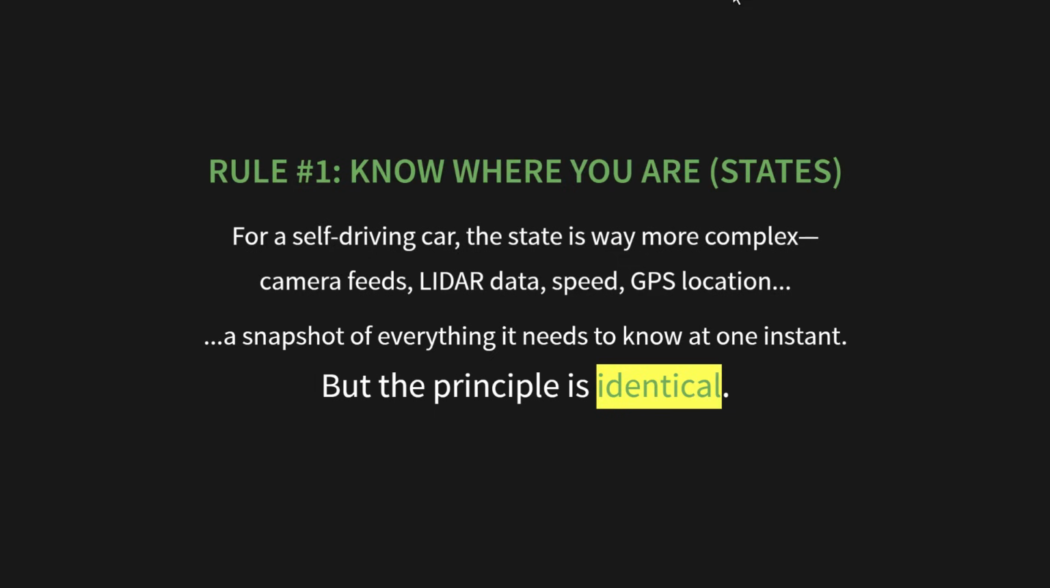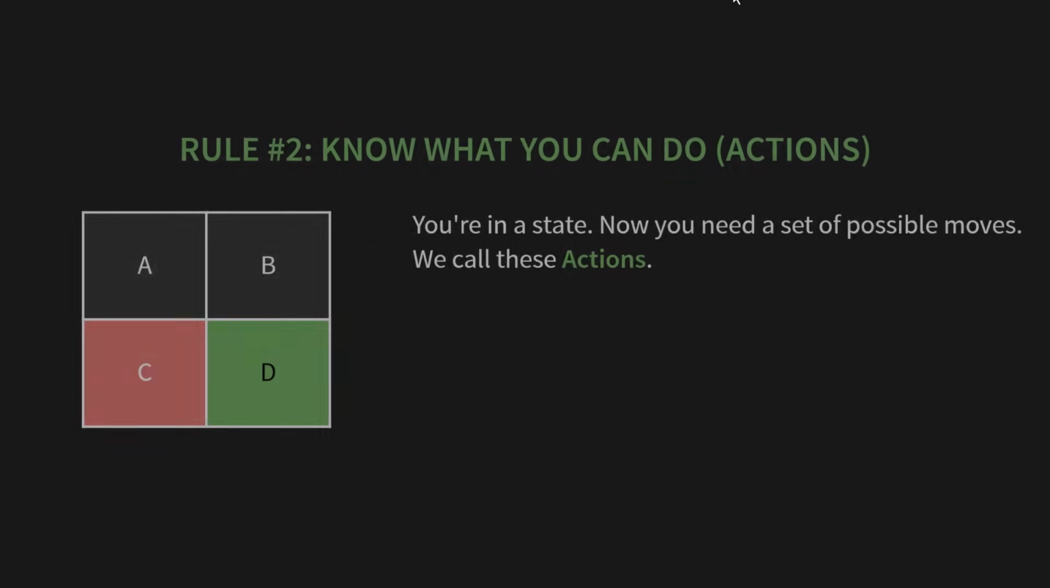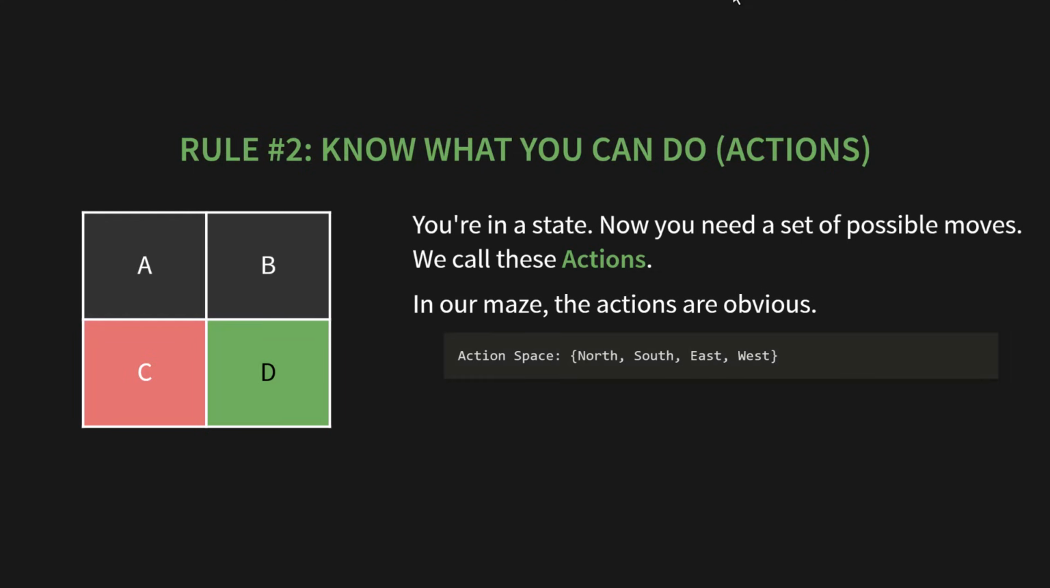Okay, rule number 2, know what you can do. We call these actions. So you're in a state. Now what? You have to be able to do something. You need a set of possible moves. In our maze, the actions are pretty obvious. You can try to go north, south, east, or west. The set of all possible moves you can make is the action space. This is the answer to the agent's second big question. What can I do here?